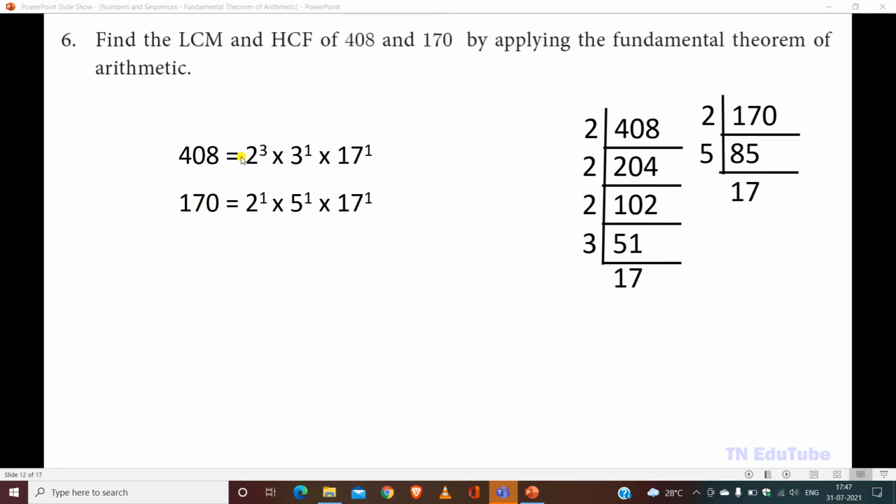From this you have to find out the LCM and the HCF. What is LCM? Least common multiple. So in the common factors you have to take the highest degree.